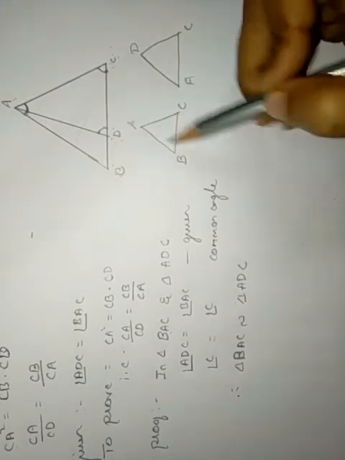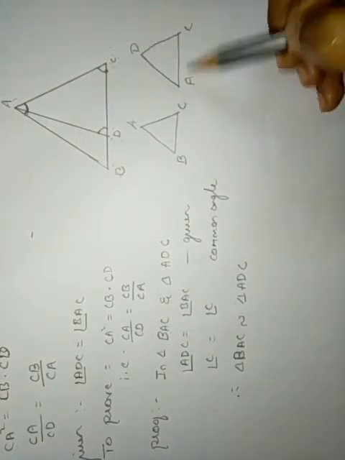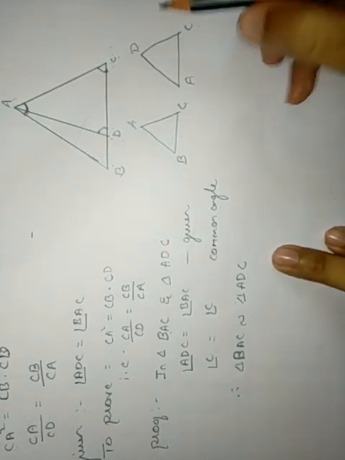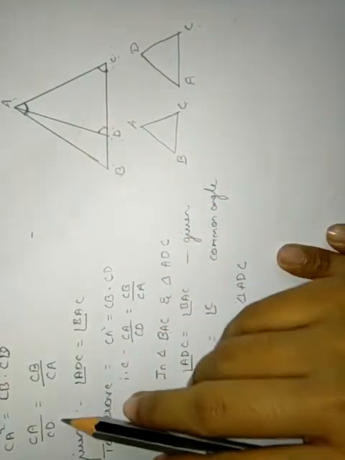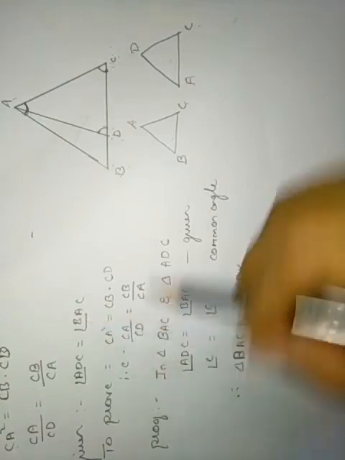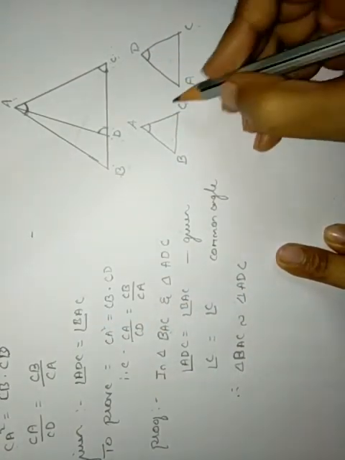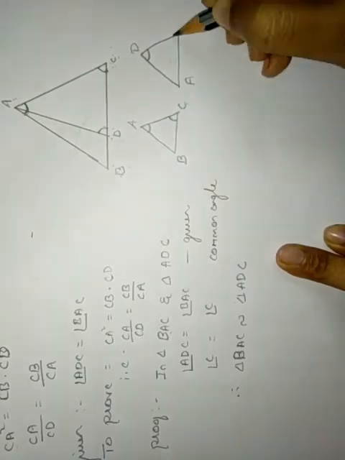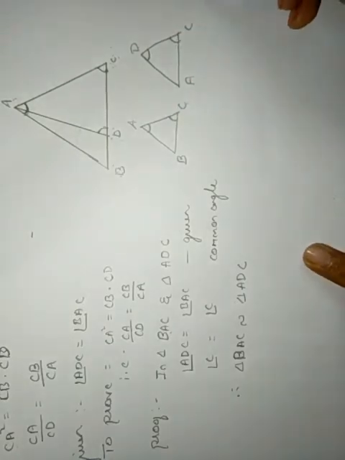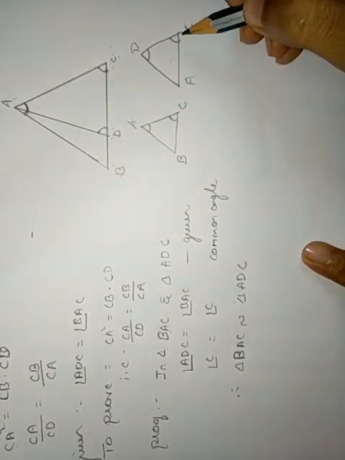And big triangle is ABC, small triangle is DAC, right? So here they have told us angle D is equal to angle B, right? So angle B is equal to angle D, and here we got angle C is equal to angle C because it is a common angle, right? Now by this we can say that their corresponding sides are in the same ratio.